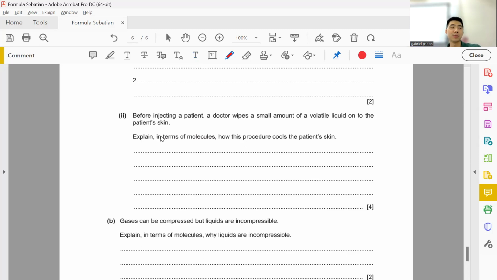So what are a few keywords that you're supposed to mention here? Number one, you're supposed to say that the heat from the patient's skin is transferred to the molecules on the surface. Then you're supposed to mention that the surface molecules will gain energy, break the bonds, and escape to the surroundings as gas molecules. So the more energetic molecules have left, the remainers are the less energetic molecules which have less energy, and thus it feels cooler, right? So these are all the keywords that you're supposed to mention.